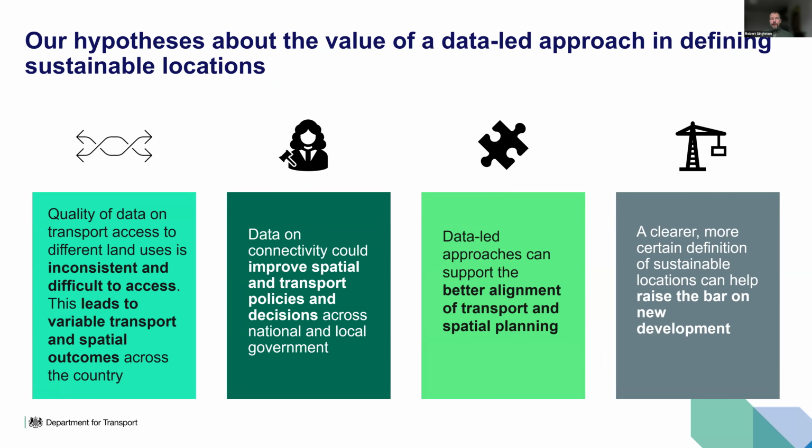So we had a few hypotheses when we started this journey. We understood that the quality of data on transport access to different land uses is inconsistent and difficult to access. So data sets sit in different organisations. Equally, the ability to access that data varies from local authority to local authority, which inherently leads to variable transport and spatial outcomes.